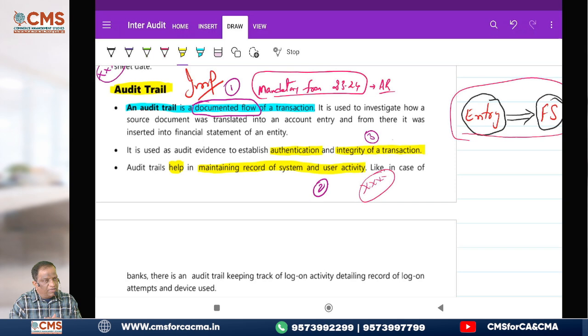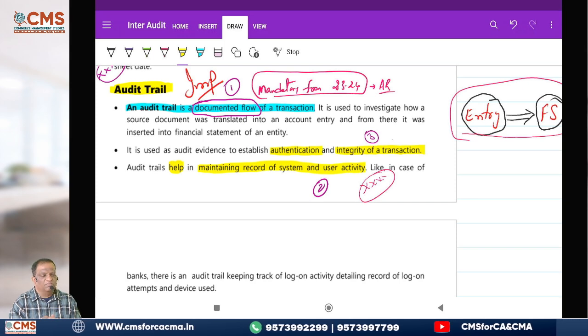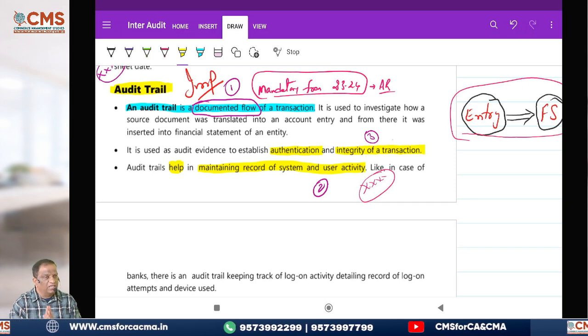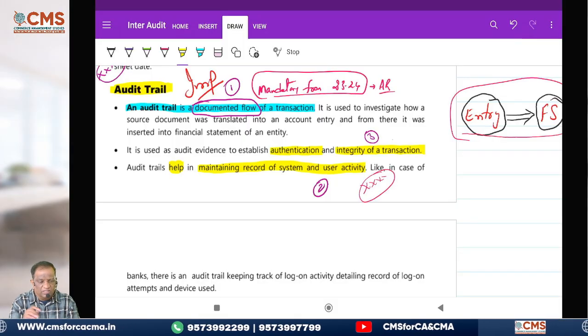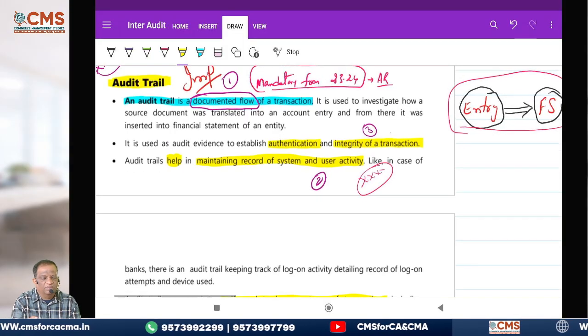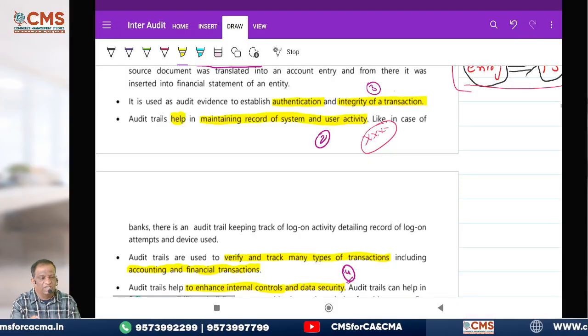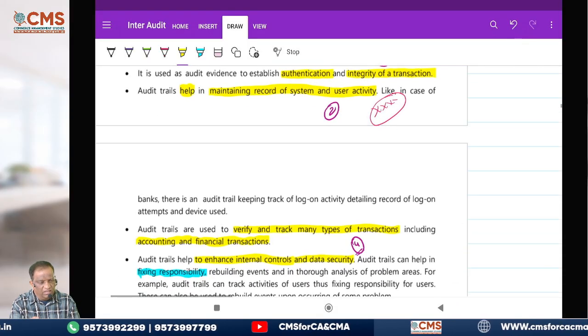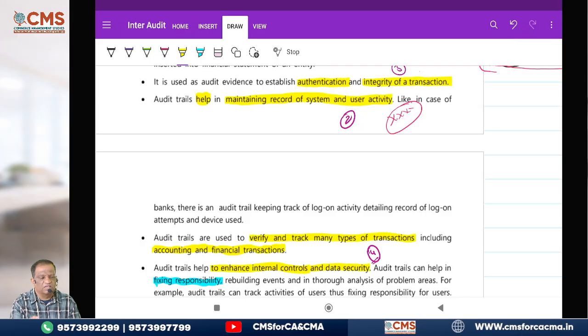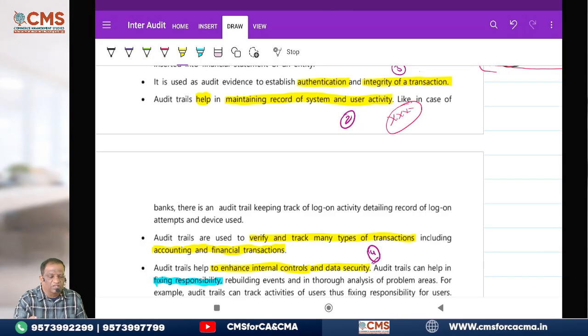So for companies using accounting software, it has been made mandatory to retain this audit trail. That is the expectation. It will describe the user activities and the type of recordings that happened, and it will also give evidence as to the authentication and integrity of transactions.